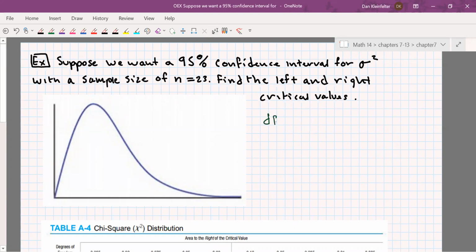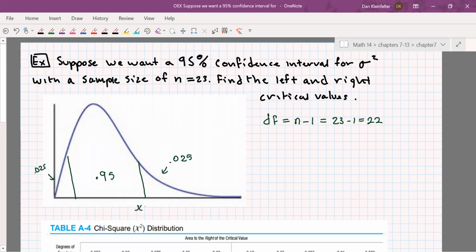As before, let me start with the degrees of freedom. That is going to be n minus 1, and so it will be 22. So we'll be working off of row 22 in our chi-square distribution. We want a 95% confidence interval. So the whole area under the curve is 100%. We've got 95% in the middle. That leaves 5%. Putting that into 2 equal parts, we'll have 2.5% in either tail.